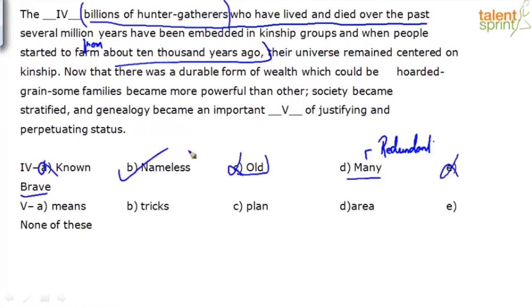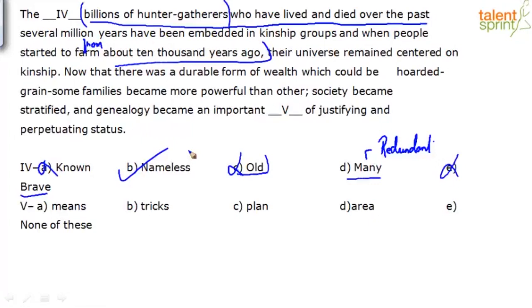It has to be nameless. Why? Because there are so many of them. It's impossible for you to remember each and every one. So the nameless billions of hunter-gatherers who have lived and died over the past several million years. This makes logical sense. It is option B, nameless. Got it? Yeah? And then let's move on.